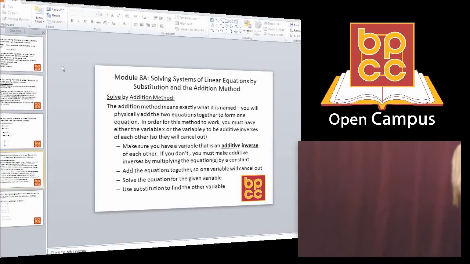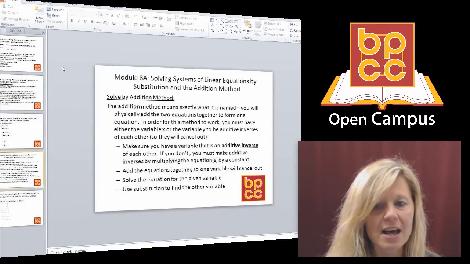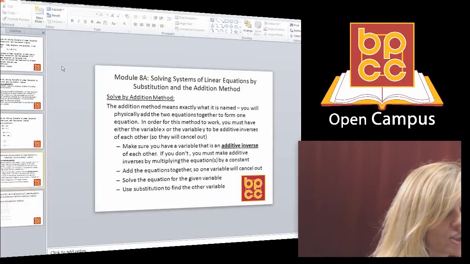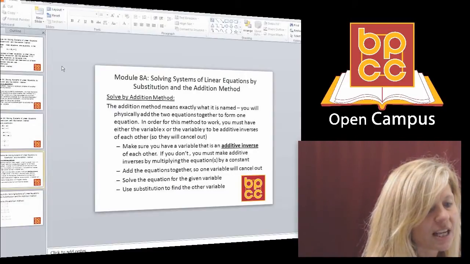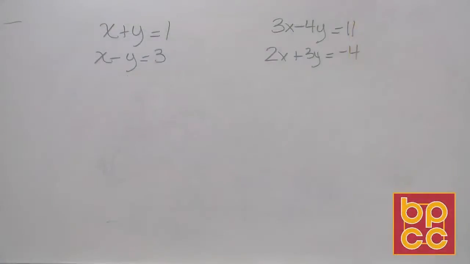So to do the addition method is like doing second grade math. You're going to line the equations up with their like terms. You want to add them together. But before you add them, you got to make sure one of your variables is the additive inverse, the opposite. If it's not, we're going to show you how to make it the opposite. The steps are real simple. You add them together. When you add them together, one variable is going to cancel out. You'll solve your equation, and then you'll use substitution to get the other variable. Let's try some. Let's go to the board.